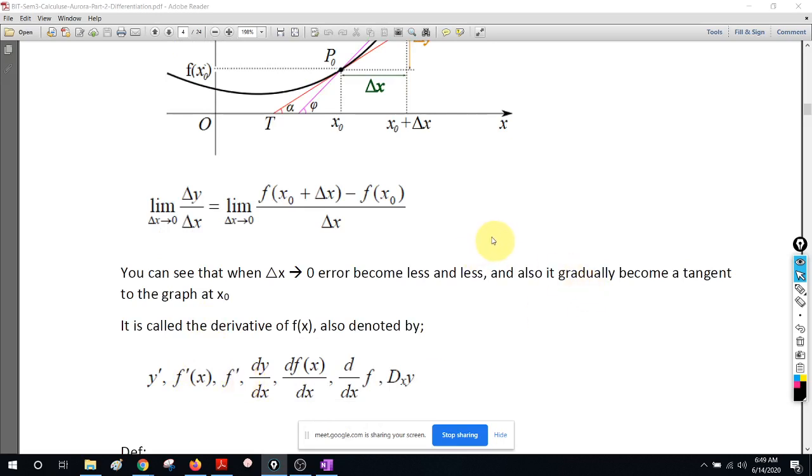If it is y equals something, like y equals x squared plus 2, then we just call the derivative dy by dx, or d by dx of f(x), or d by dx of f, or sometimes capital D of xy. So those are just notations, right?